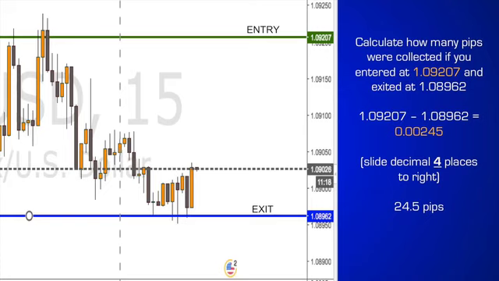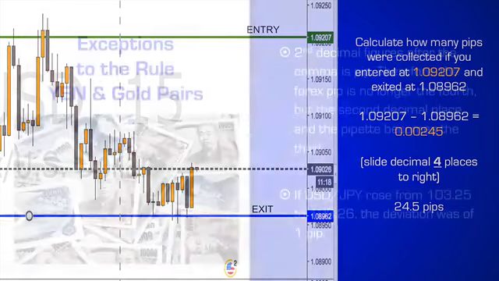So let's say you enter, and I already have the entry price at 1.09207, and you exit where the blue is at 1.08962. What do you do? You get it. You are going to subtract those numbers. It's going to equal 0.00245. You can slide the decimal over 4 places to the right, and then you end up with 24.5 pips. Hopefully this is getting more simple. If not, please replay this video.